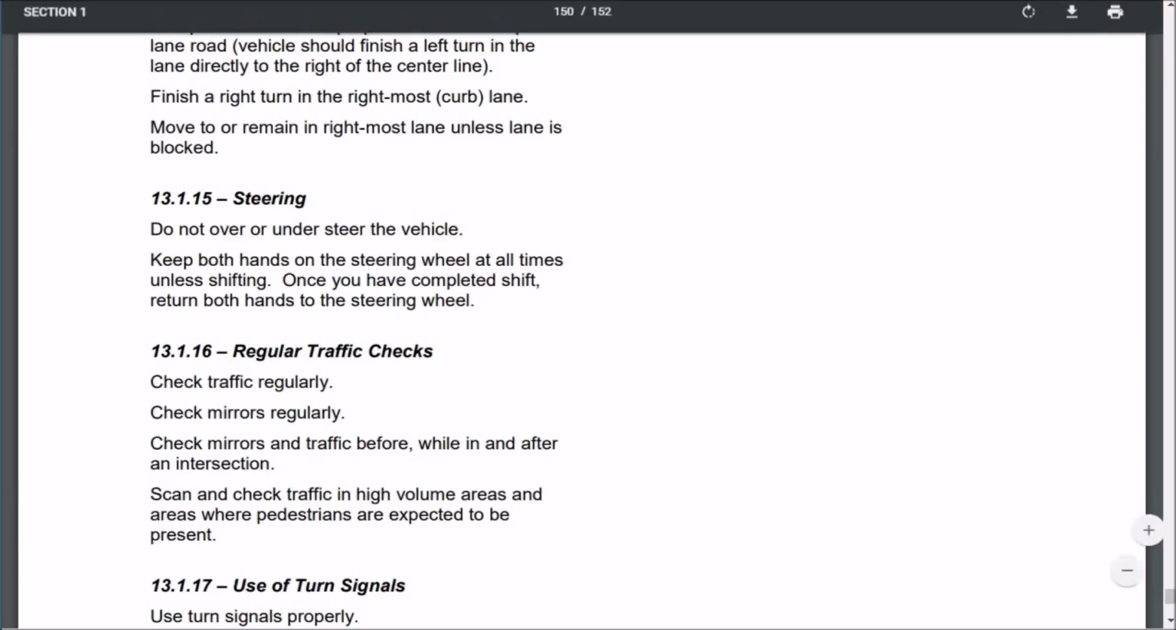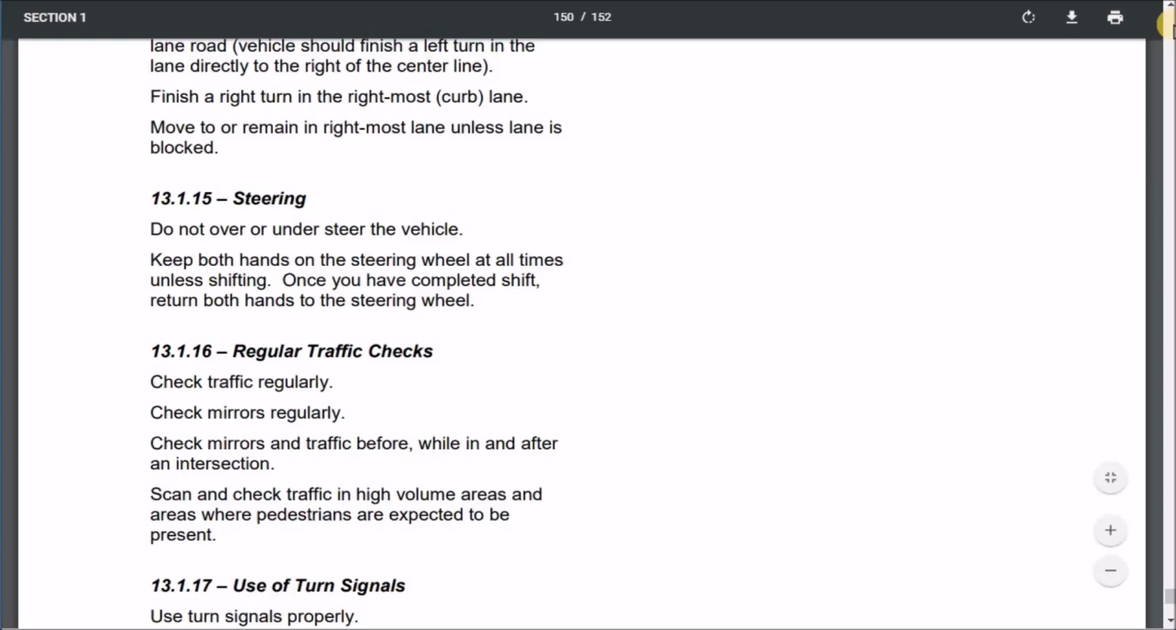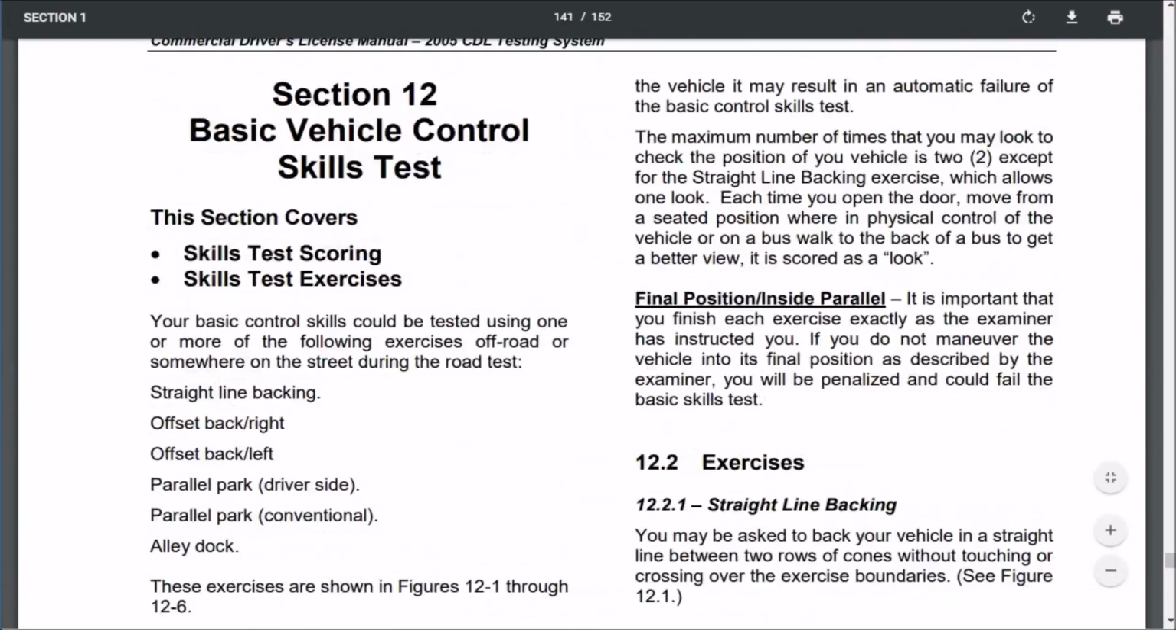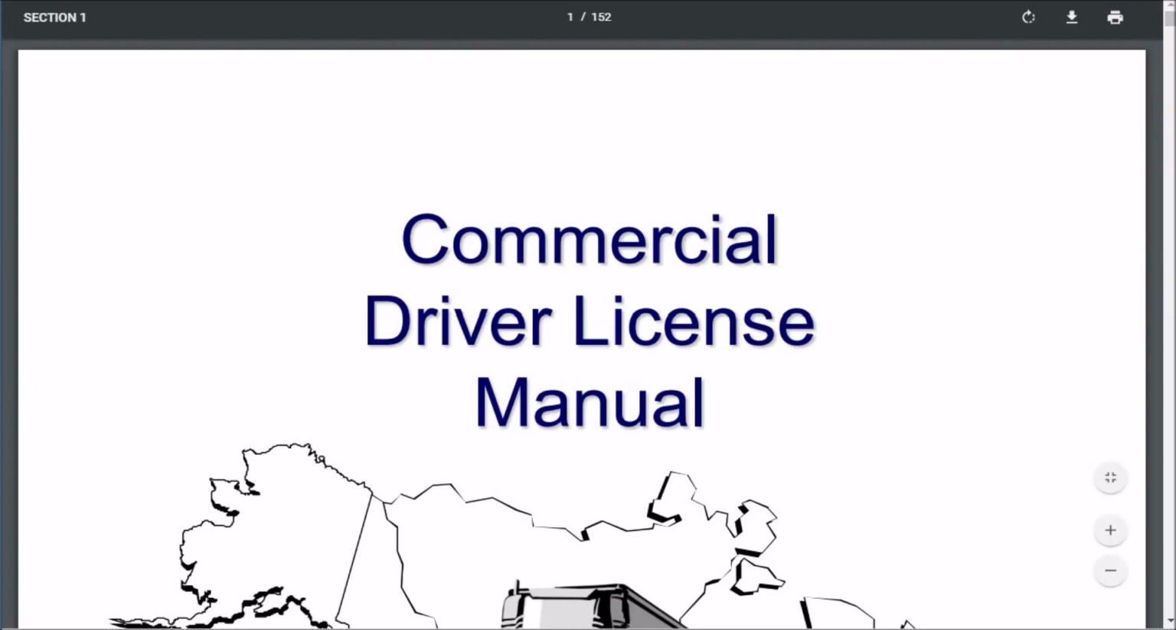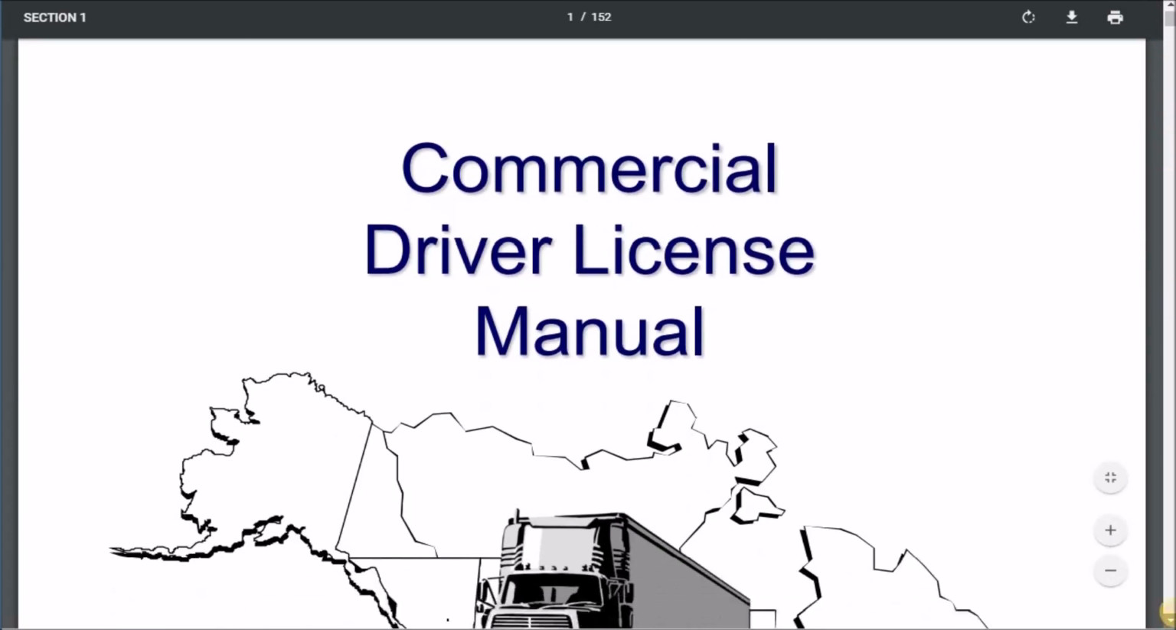So there you have it. Really the only two sections for general knowledge in the CDL manual that have questions you can review are Section 2 and Section 3. So you could say those are some of the most important sections for the general knowledge exam.